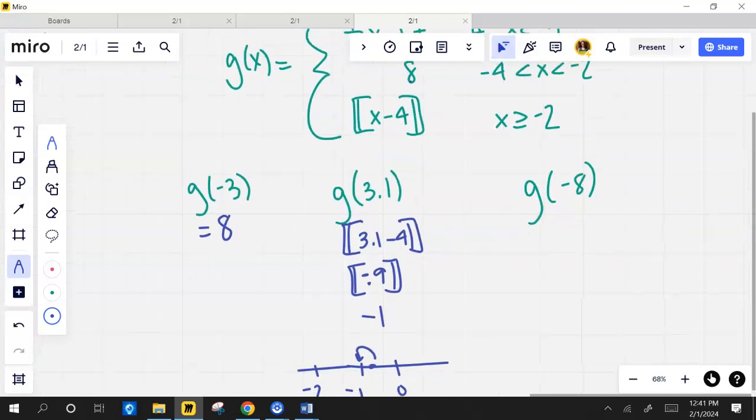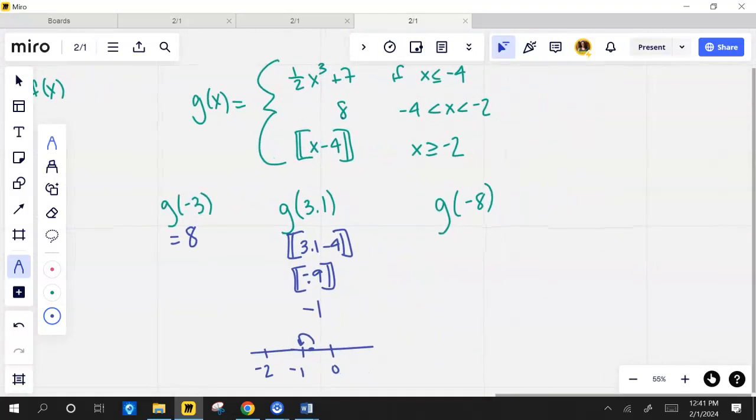Negative 8. Which equation? The first one, because it's smaller than negative 4. So I've got 1/2 negative 8 to the third plus 7. Davis, what's negative 8 to the third? So what's 216? No, because I was dividing it by 1/2 though. 256. Boy, I'm just failing today. 249.